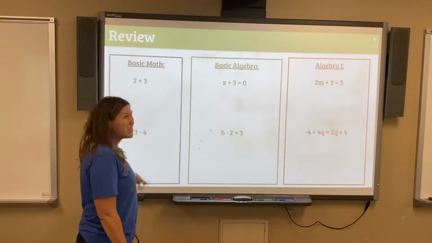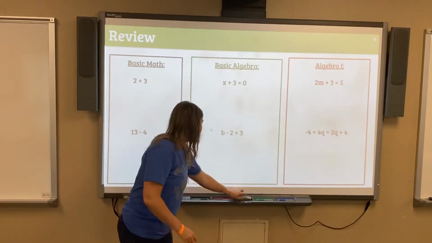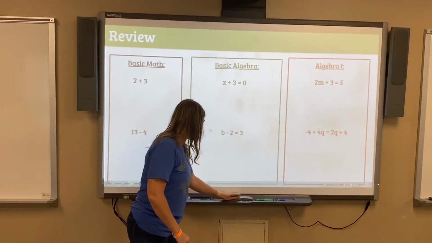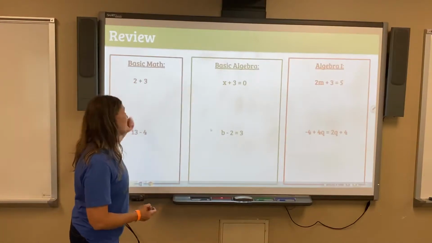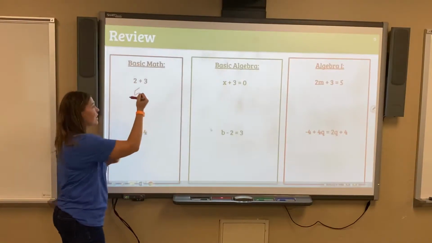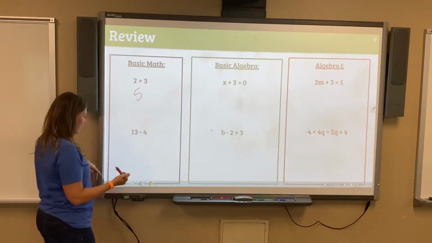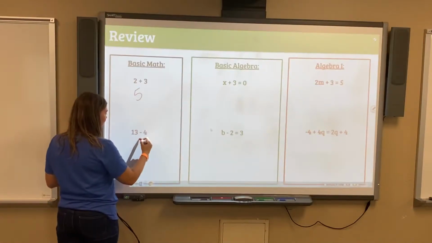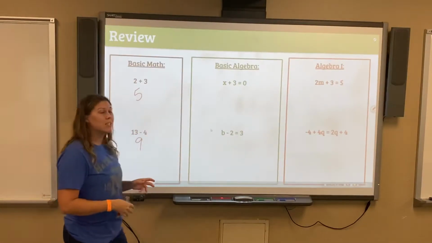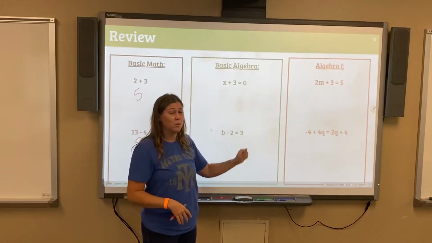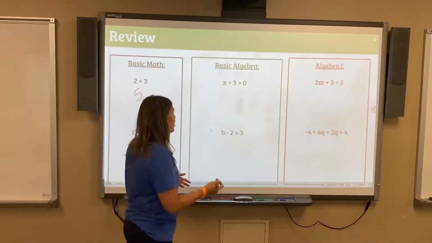So, let's do a basic math review. First, just our basics: what's 2 plus 3? It's 5. 13 minus 4 is 9. Okay, now let's go over a quick, basic algebra review for solving equations.